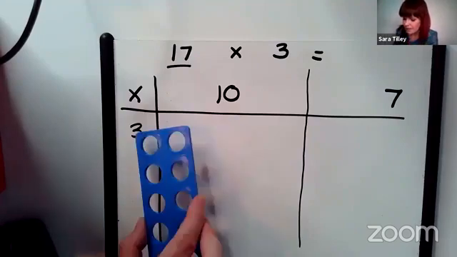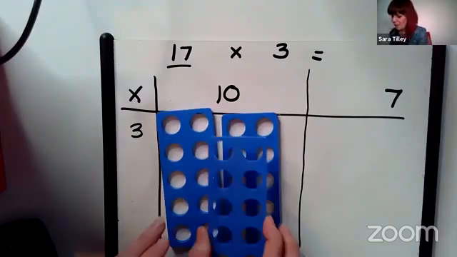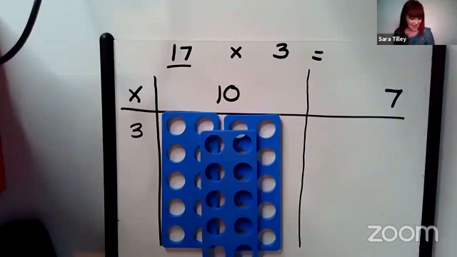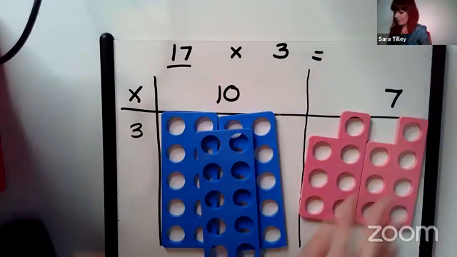So 3 lots of 10. I put that one there. Okay, and 3 lots of 7. So I've partitioned 17 into 10 and 7. I'm going to multiply them both by 3, and I'm going to add them together.